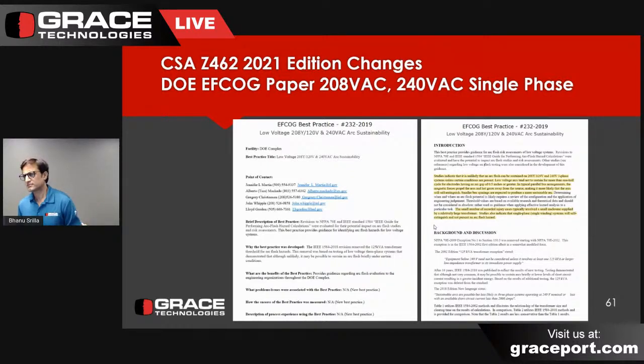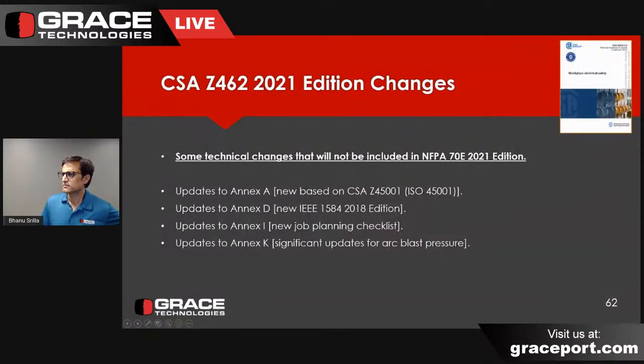So they say that you can't sustain a single phase arc flash, and that for 280-volt three-phase, you need specific, particular situations to occur to even sustain it. But 240-volt single phase, no arcing fault can be sustained, creating an arc flash. And again, this paper substantiates that from a credible organization. So again, significant technical deviation. And the next slide, between Z462 and 70E.